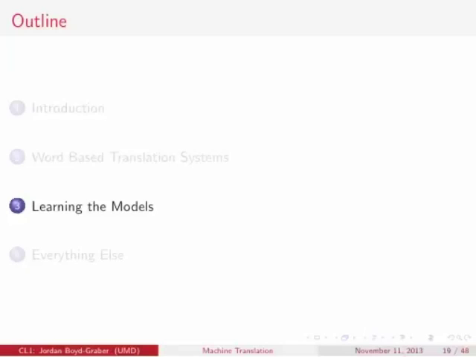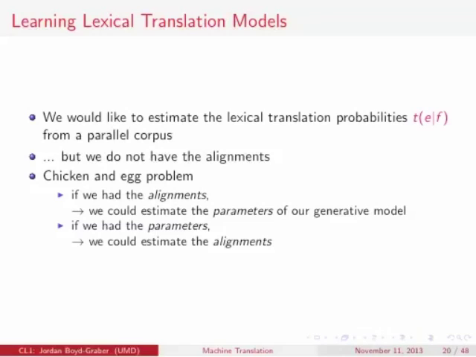But how do we learn those parameters? It would be easy to learn those parameters if we had the alignments, but we don't have the alignments. So this is a chicken and egg problem. If we had the alignments, we could get the translation probabilities. If we had the parameters, we could get the alignments.